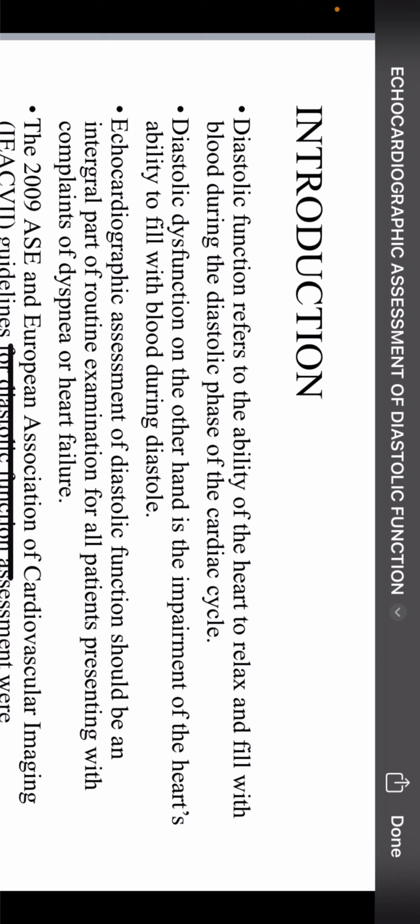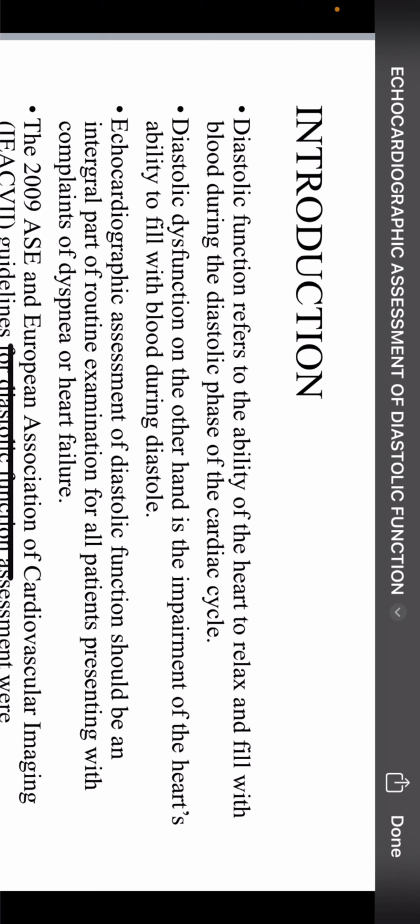So we are starting with our introduction as usual. Diastolic function, if we are to define it, is the ability of the heart to relax and fill with blood during the diastolic phase of the cardiac cycle. Remember the cardiac cycle majorly has two phases, systole and then diastole. In systole, the heart contracts to eject blood, either to pulmonary circulation or systemic circulation.